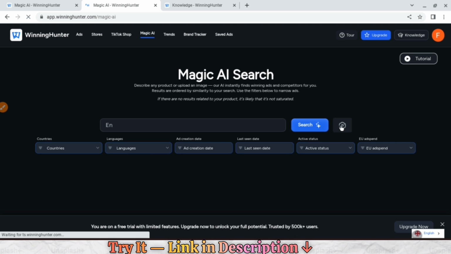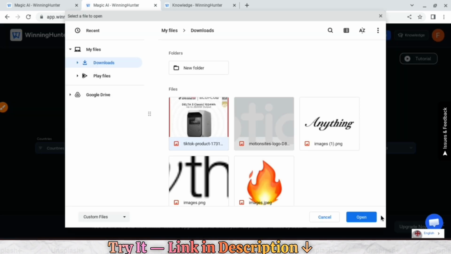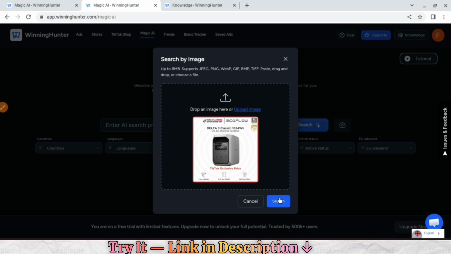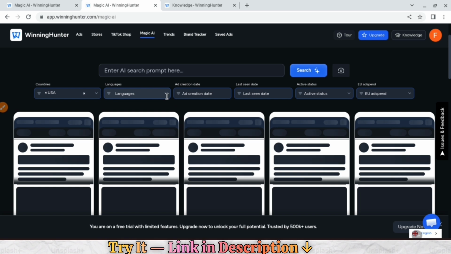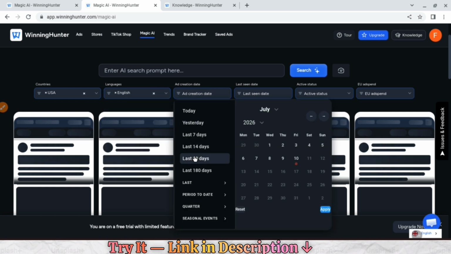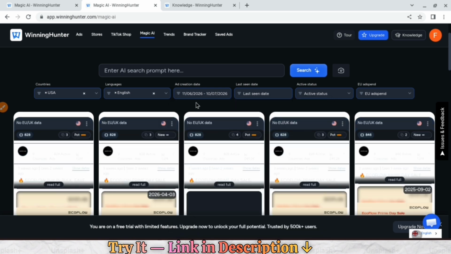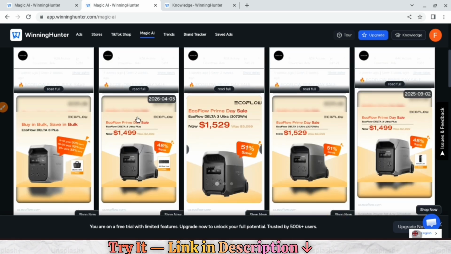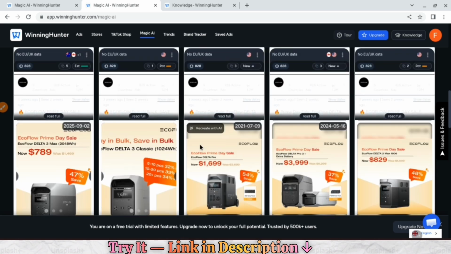Magic AI makes this process faster. You can describe a product in plain English or upload an image, and the tool searches for similar ads and competitors. This is useful when a product has different names across different stores. Review how many similar adverts appear, where they are running, and whether the market looks healthy or heavily saturated. If the tool produces very few relevant results, the product may be early or there may simply be limited demand, so further research is still required.